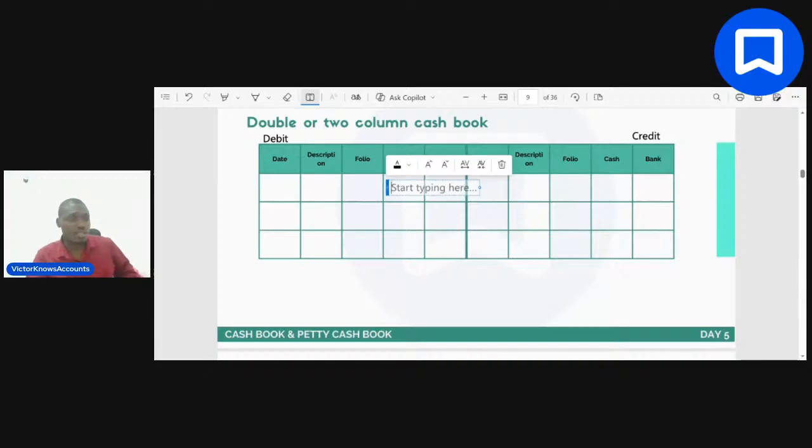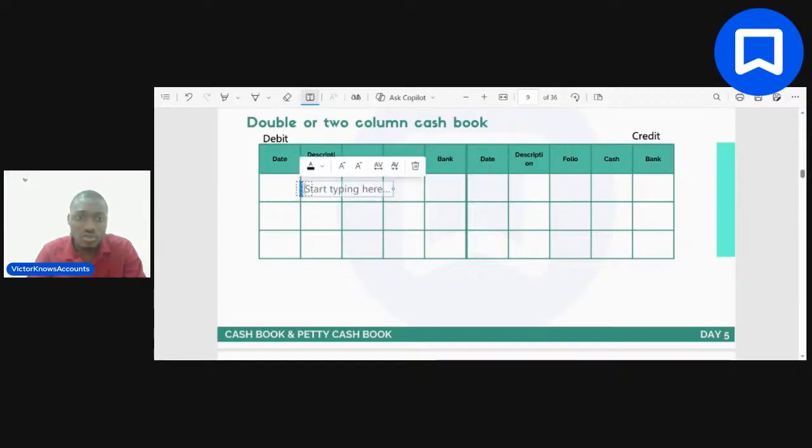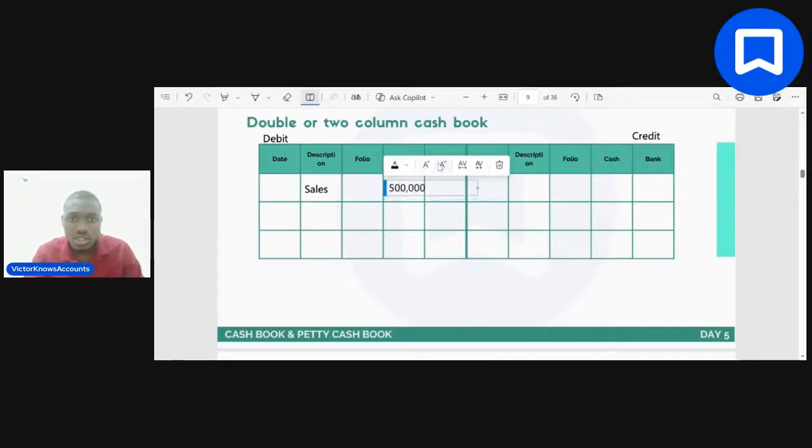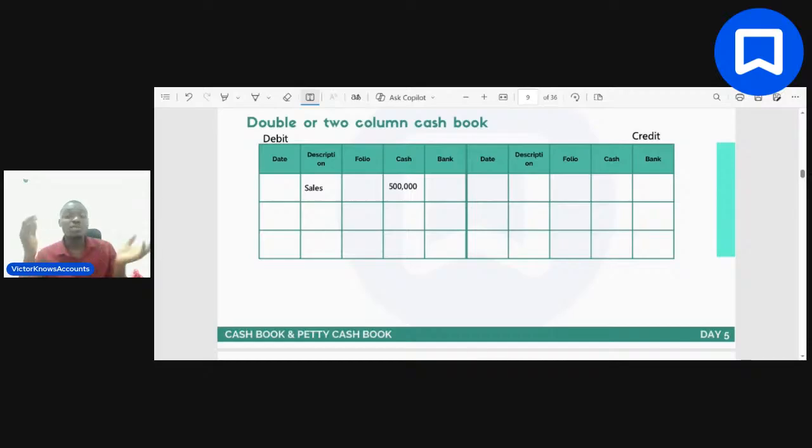So please pay attention to the table. Let's say the transaction is from sales. You say sales, and you put it under cash as 500,000 naira, right? But you're looking at it, you don't have the facilities to keep that much cash.